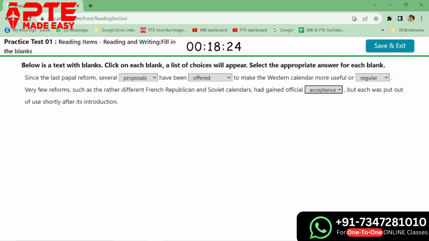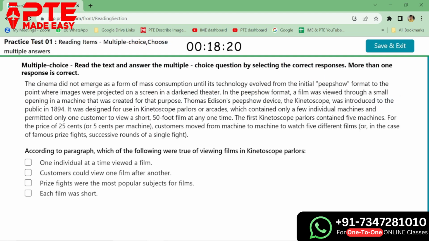Proceeding further to the next part, here we have multiple choice. They are clearly saying to read the text and answer the multiple choice questions by selecting the correct responses. More than one response is correct. We do not know how many, but they have clearly told us more than one is correct. We are not going to devote more time on this, maximum one minute.